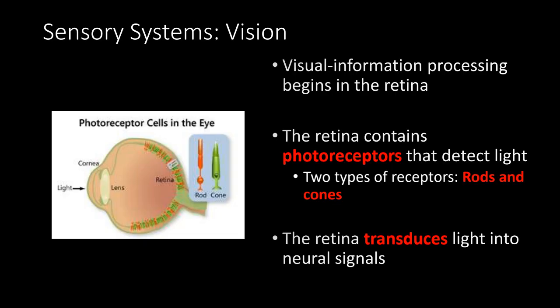So you probably already know this stuff from taking their intro, brain and behavior, some of the prerequisites for this course. But just quickly, sensory systems vision, this visual information processing begins in the retina. Of course, the retina contains those photoreceptors, so the receptors that detect light information. And we've got two types of photoreceptors. We've got rods and we've got cones.